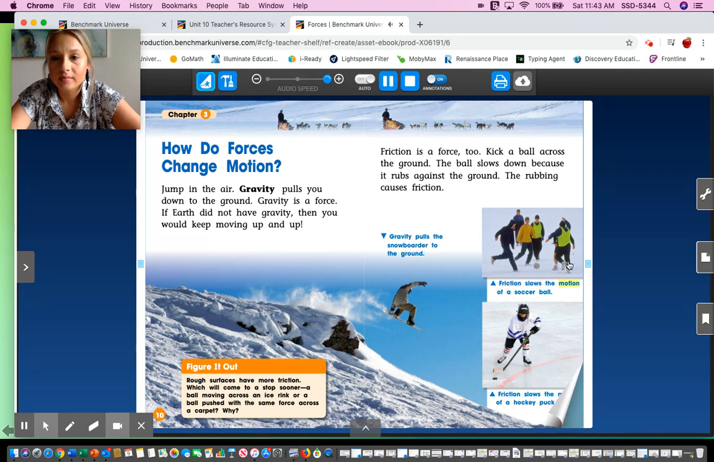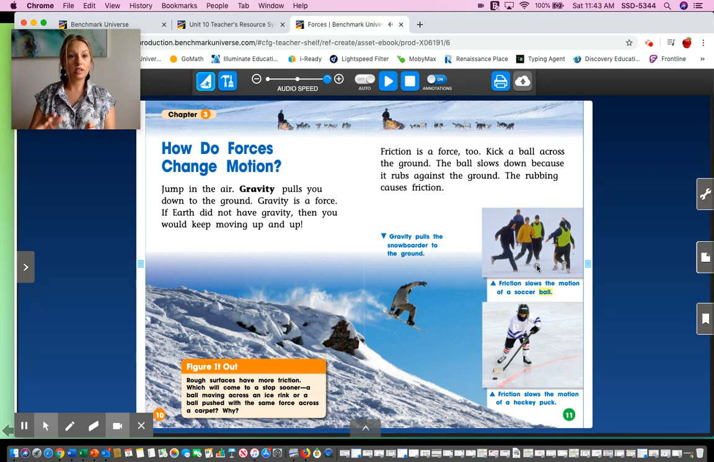Friction slows the motion of a soccer ball. So remember, friction is what slows down because it's rubbing together, right? When I was kicking the lime on the table, the lime was rubbing on the table, and that was friction. When they're kicking the soccer ball, it is rubbing on the ground, and that is friction, so it slows the ball down.